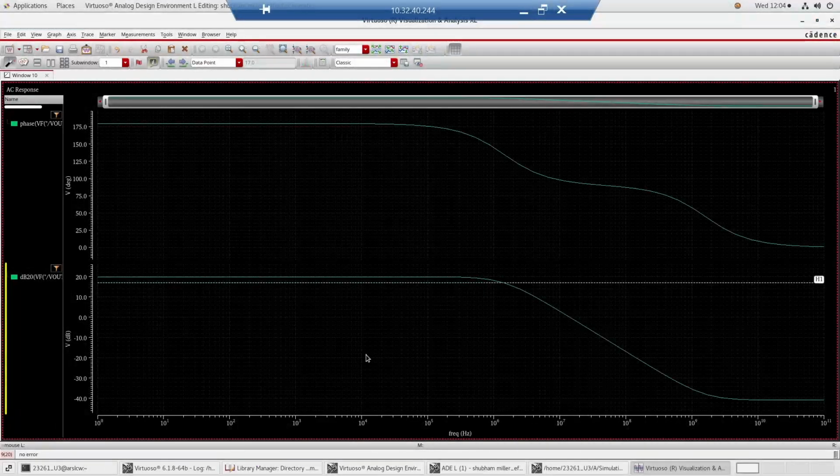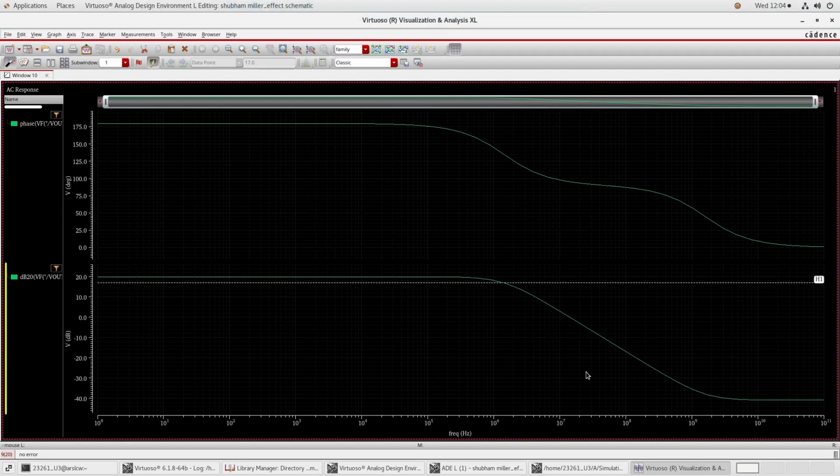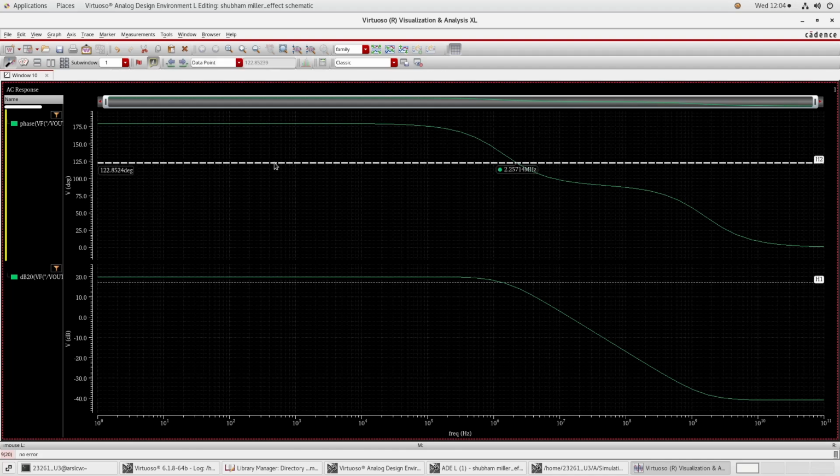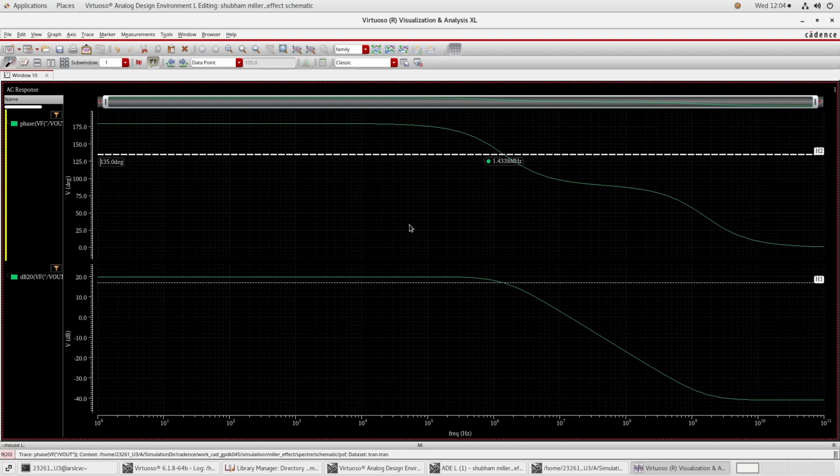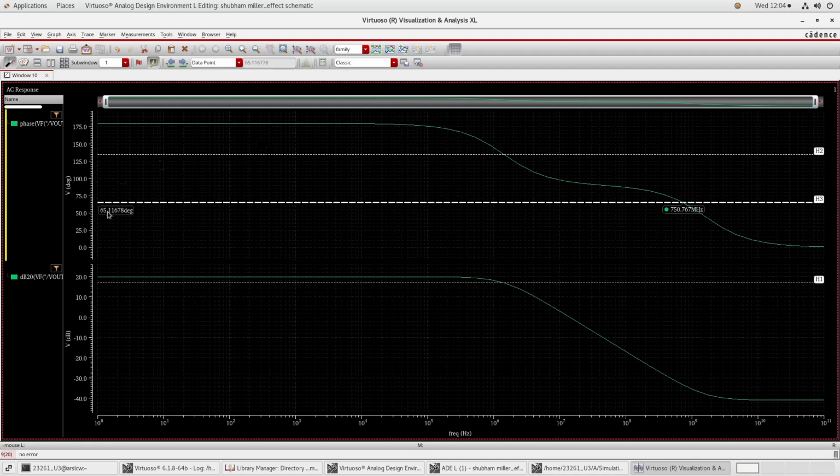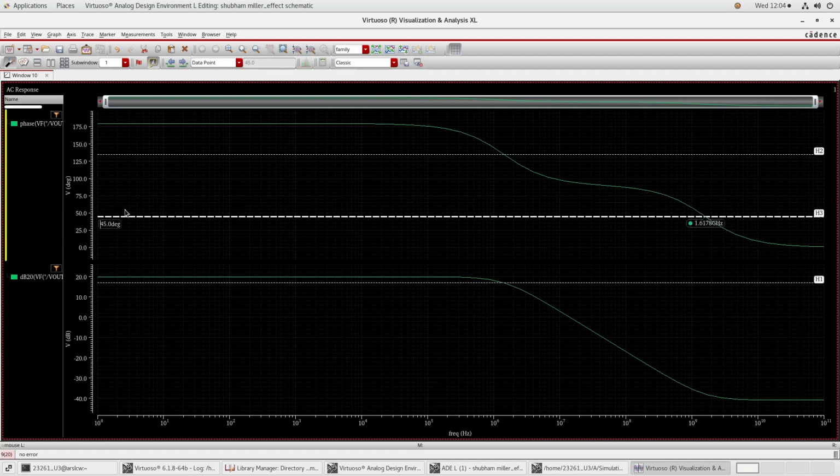Now let's check the second pole. So in the magnitude plot, it's not clearly visible, so we will see it in the phase plot. So we know that at a pole we get 45 degrees of phase shift. So this one is 180 degrees. The first pole will give 45 degrees, so here will be 135. So this one is the first pole, and the second pole will be at 45 degrees. Okay, so there are two poles. One is going from 180 to 90, and then again 90 to 0.